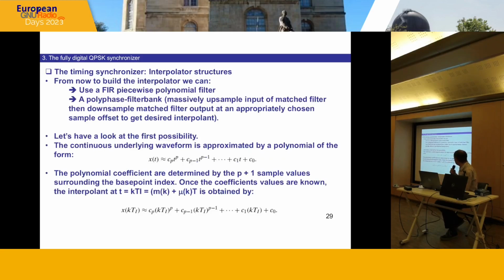So we've got the choice between FIR piecewise polynomial filter implementations possible in Andy Wall's block. You can use a polyphase filter bank to get your interpolant. You massively upsample the input of your match filter, then you sample the match filter output at an appropriately chosen sample offset, so to get your interpolant. Okay. So here is what we do if you take the first possibility, not the polyphase filter bank.